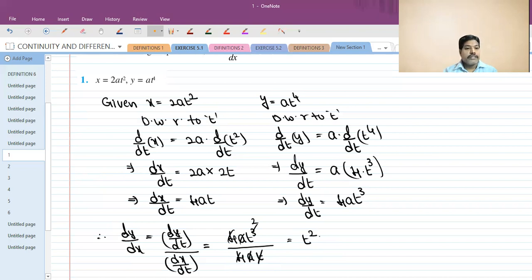So see the question, students. x is equal to 2a t square and y is equal to a t power 4. Then what is the dy by dx value? Is everything understood? Just take the x value and differentiate with respect to t, and take the y value and differentiate with respect to t. Then automatically you will get the answer. Okay.